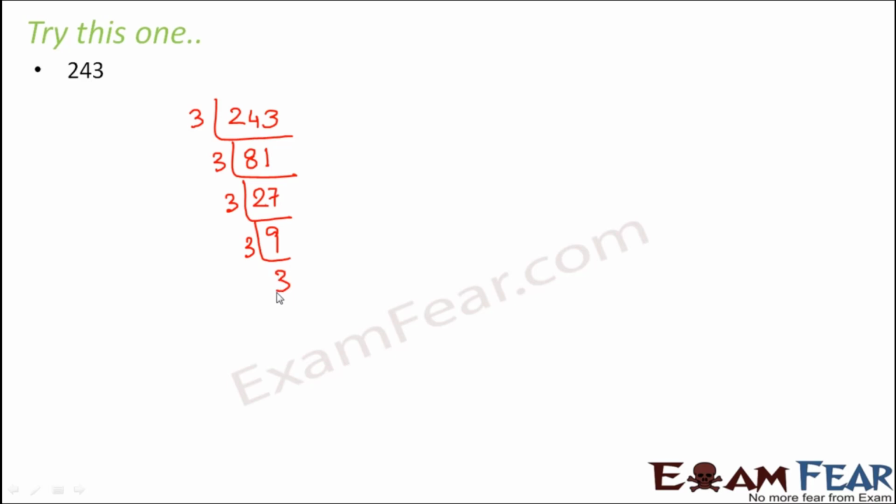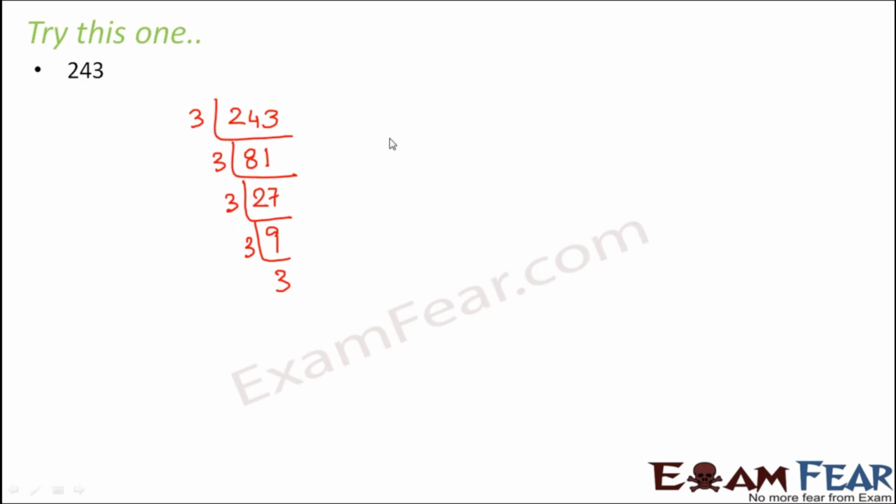So let's try this number. We have to find out if this is a perfect cube or not. 243. So again the same technique. First we will do its prime factorization. So 243. Which is the smallest prime number that divides it completely? It's 3. So 3 8s are 24, 3 1s are 3, 3 2s are 6, 3 7s are 21, 3 9s are 27, 3 3s are 9.